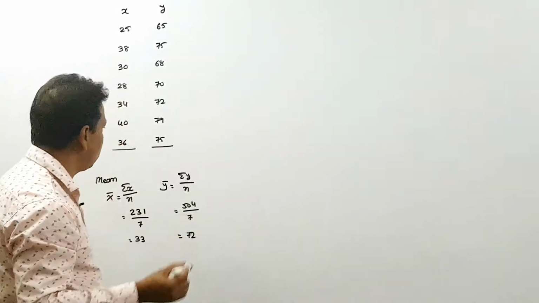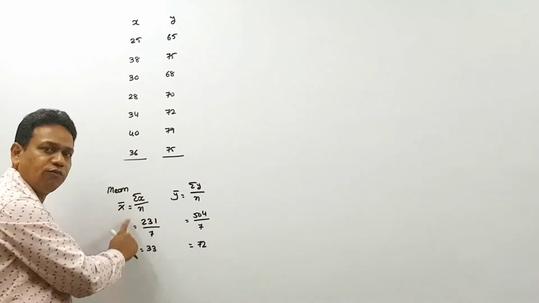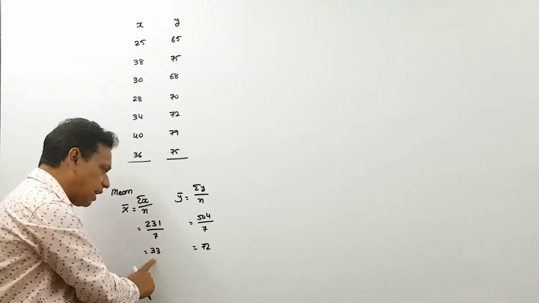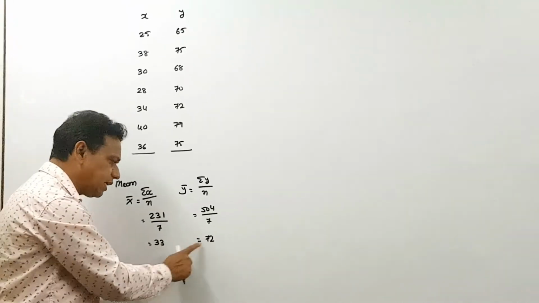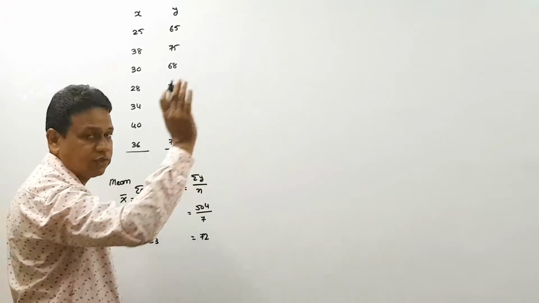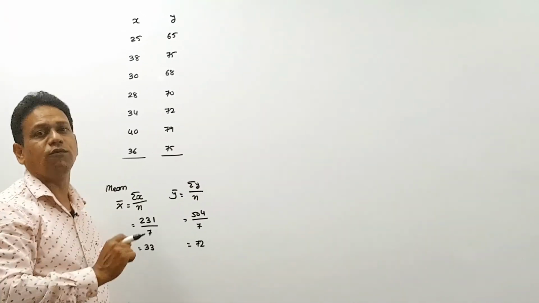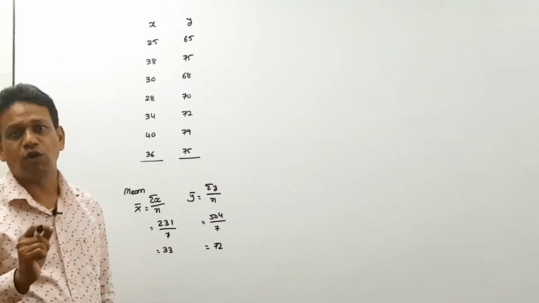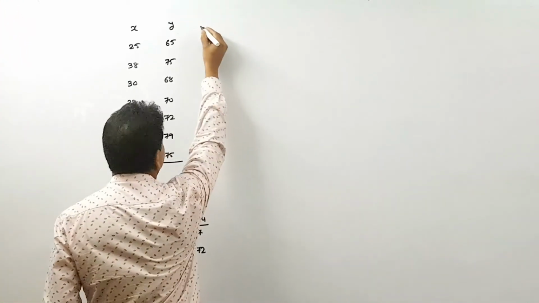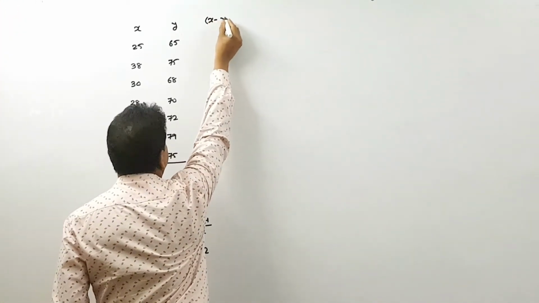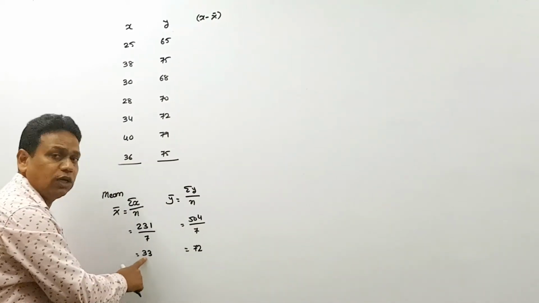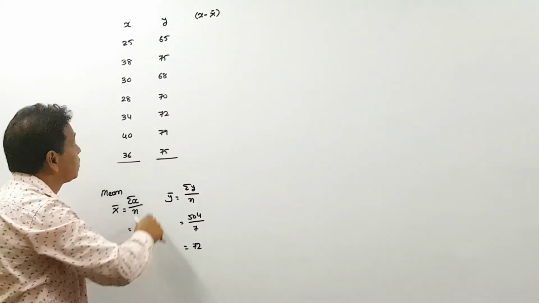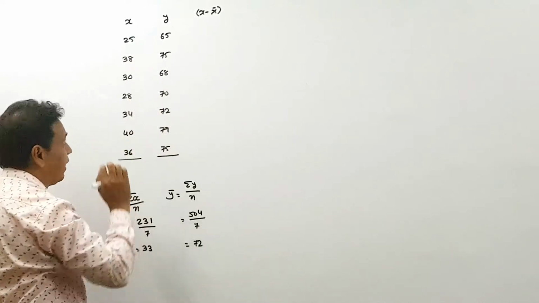First of all, always we have to find the mean of both the variables. If they are integer values, that means they are not in decimals, then we have to continue with our method. In the first column we have to prepare the deviation from mean, x minus x bar. My mean is 33. 33 is subtracted from each amount of x.